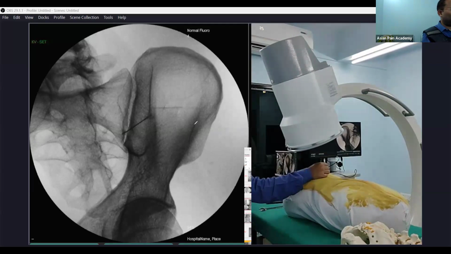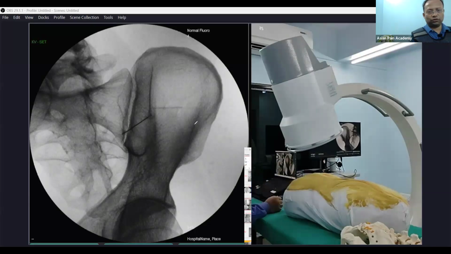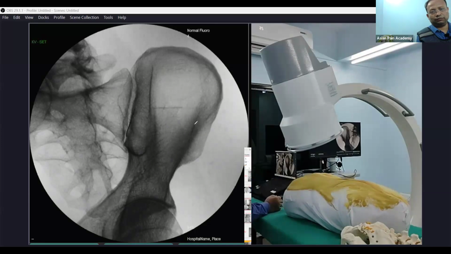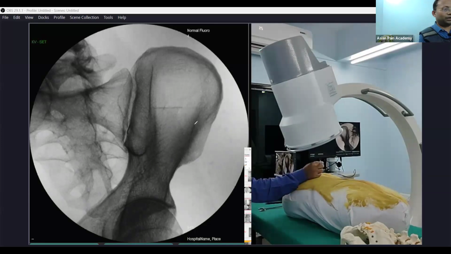tunnel view approach. Tunnel view approach means we try to see the needle in an end-on view. It should look like a dot. Though every time a tunnel view may not be achieved, but that is okay.